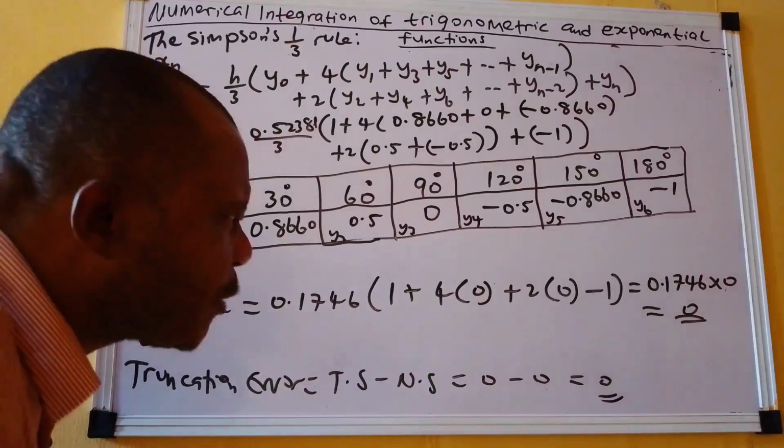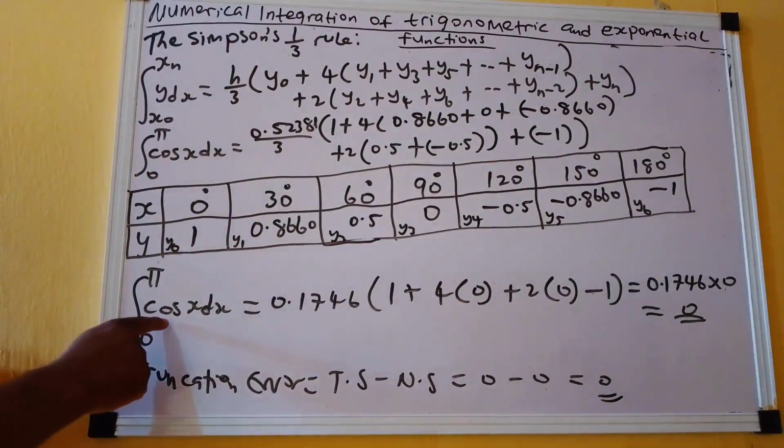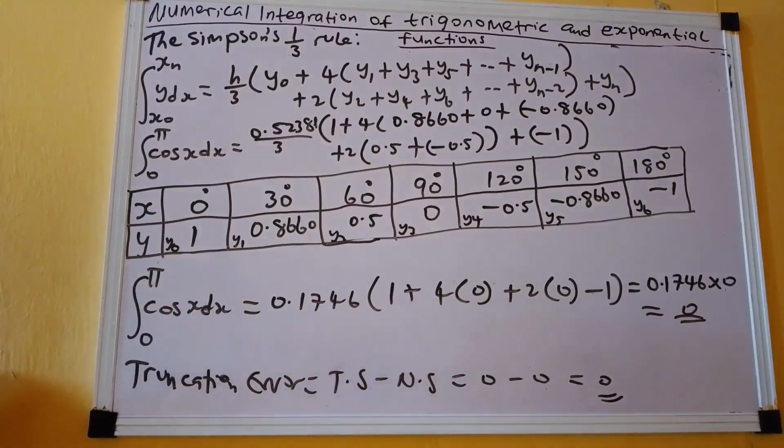So we have used 4 different numerical integration methods or formulae to solve this problem, the integral from 0 to pi of cos x dx. You can also integrate sin x dx. You can also integrate any problem on trigonometry. Any trigonometric function, you can carry out integration using any of these numerical formulae. You can see that these numerical formulae are highly dependable.